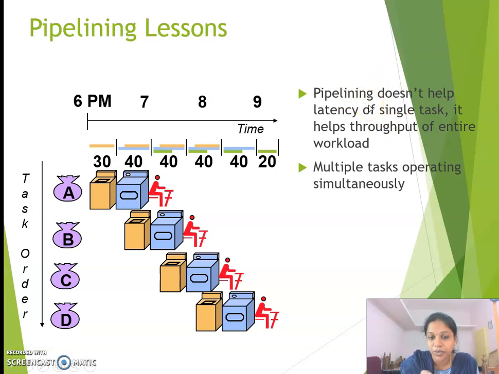It is not improving the time for a single task, but it is helpful in increasing the throughput of the entire workload. So without pipelining, in the laundry example we have seen, it takes 6 hours to complete, but with pipelining we have seen it is taking 3.5 hours. So the complete throughput is increased, and the multiple tasks are operating simultaneously. So simultaneous utilization of function units is possible in case of pipelining. So these are the lessons learned.